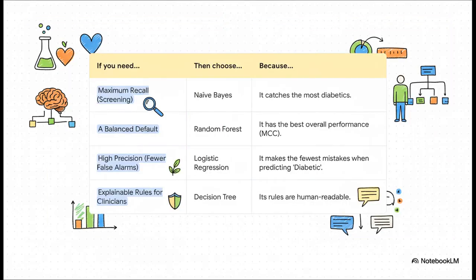So let's break this down into a super practical guide. Think of it like this. If you need maximum recall for a wide screening program, you pick naive Bayes. If you need a balanced, solid, all-around performer, you go with random forest. If you absolutely have to minimize false alarms before you order expensive tests, logistic regression is your best bet. And if the doctors demand simple, human-readable rules they can understand, well, that's the perfect job for our tuned decision tree.